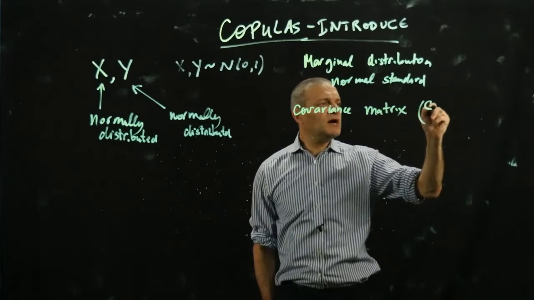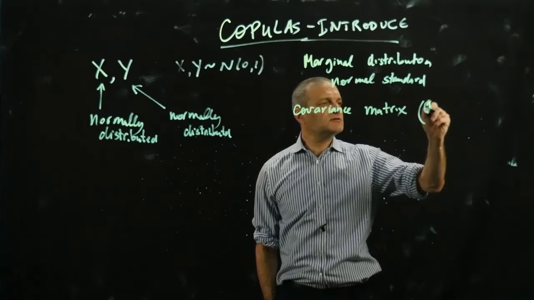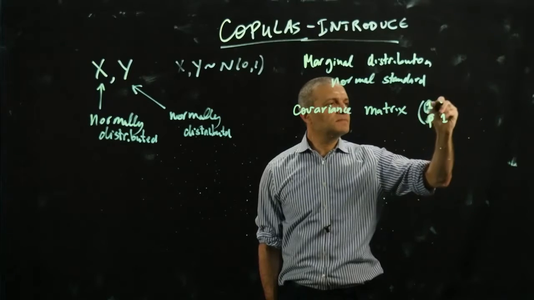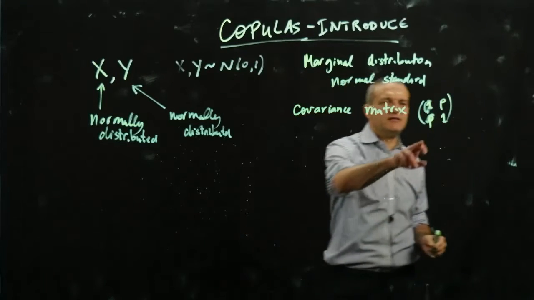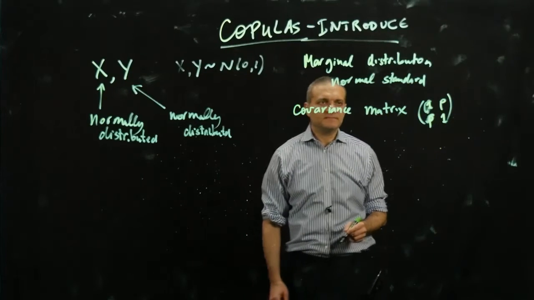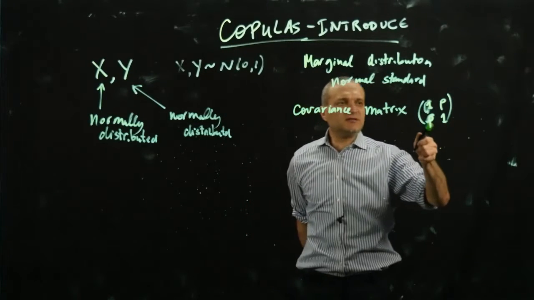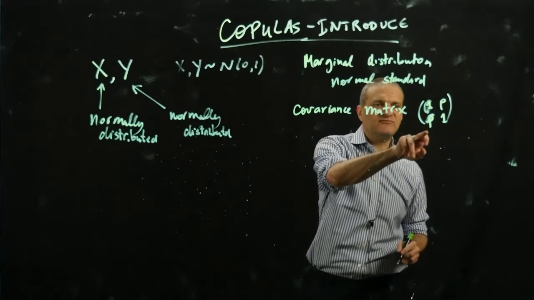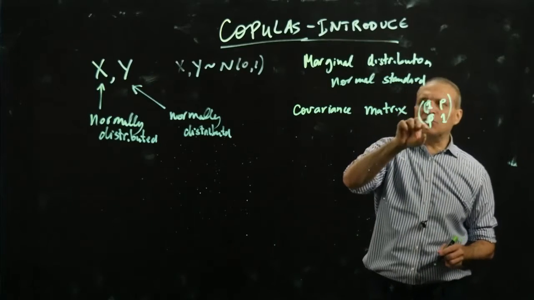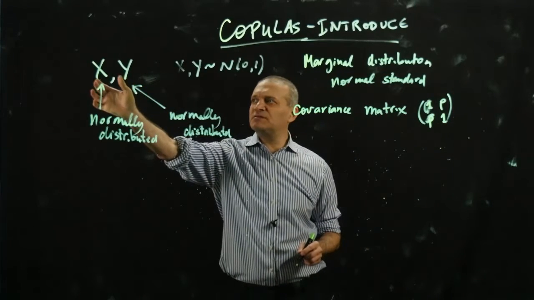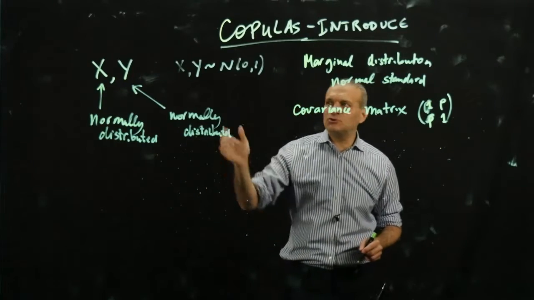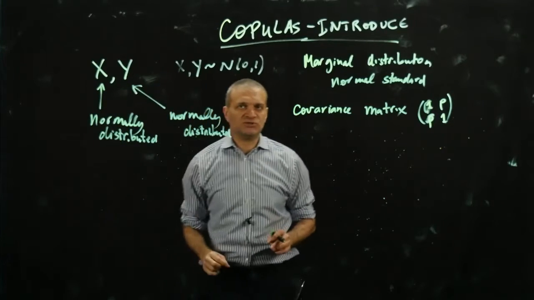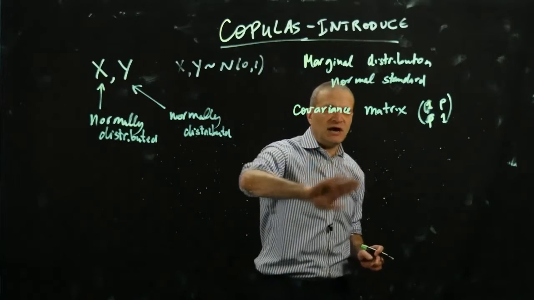Say C, so it's going to be 1, 1 on the diagonal because they're normally distributed, and here it's going to be some rho. You will see immediately that in this case rho will be the correlation. Now, this covariance matrix can have any rho, and those two will still be normally distributed. Each one separately will be normally distributed with a standard distribution. Let me show you how you can construct it.